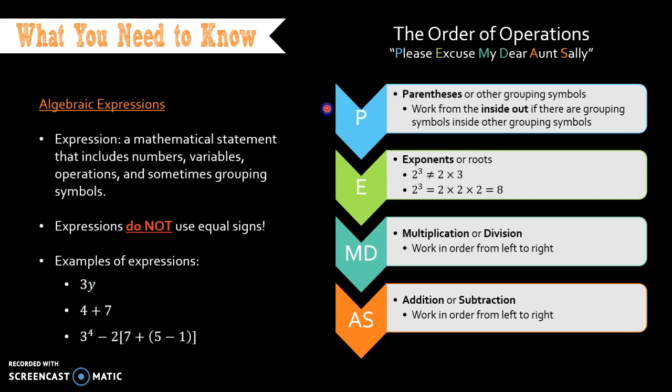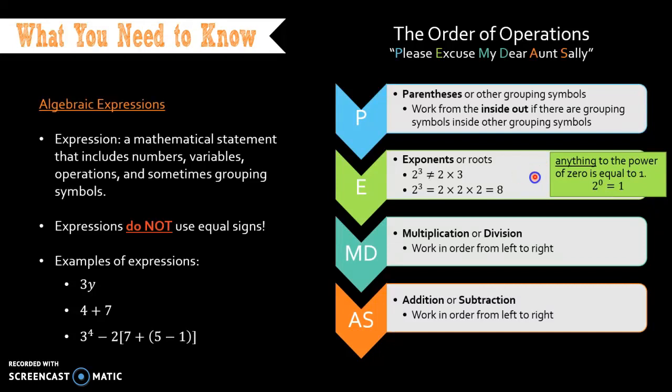We always start with anything with parentheses or grouping symbols. And we're going to work from the inside out if we have grouping symbols inside other grouping symbols. Then we're going to do exponents or roots. A couple of things to keep in mind. 2 to the third power is not the same thing as 2 times 3. 2 to the third power is 2 times 2 times 2, which is 8. Anything to the power of 0 is equal to 1.